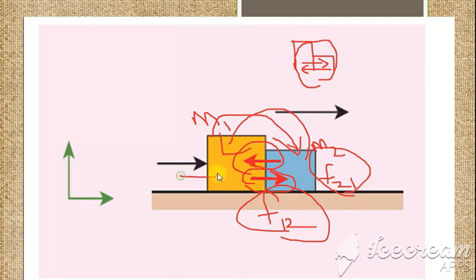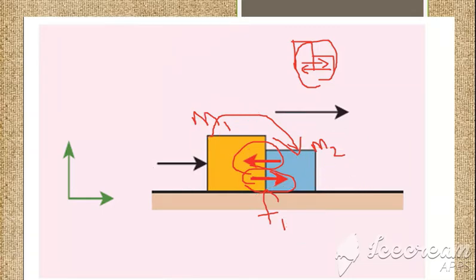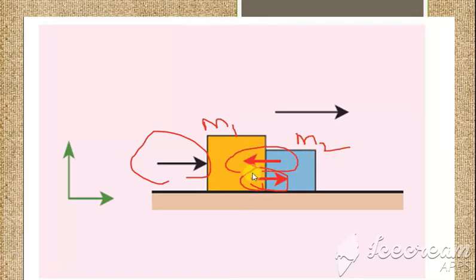Next, there is also an external force which is acting on the object m1. But for m2, there is no external force at all. So m1 has two forces, and m2 has only one force. These two forces are for m1, but when you consider m2, it has only one force.